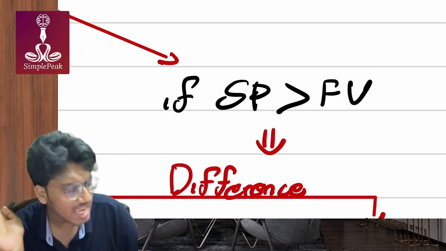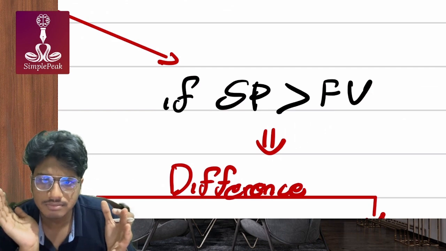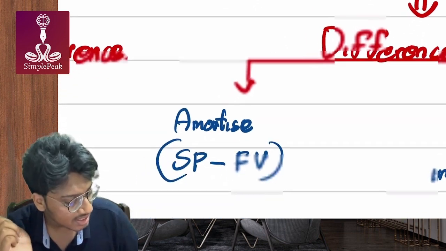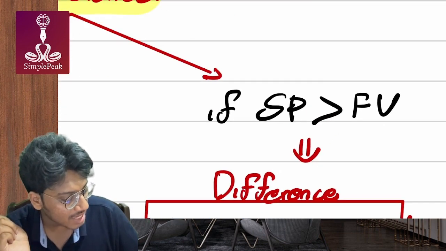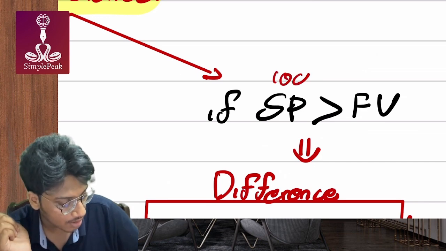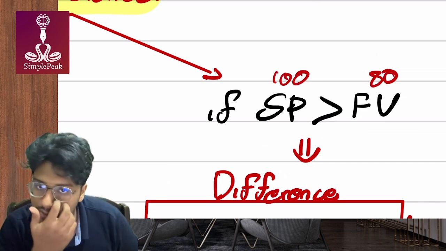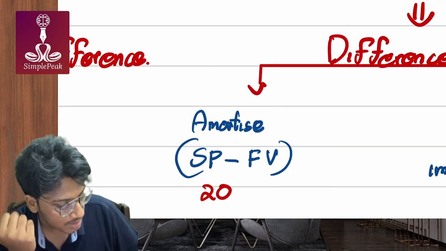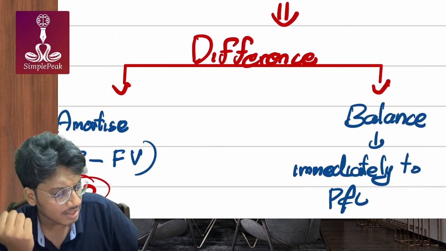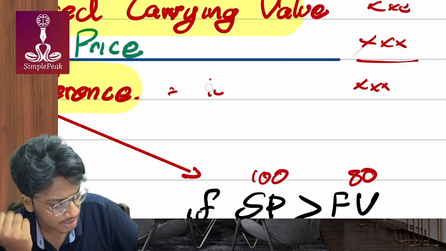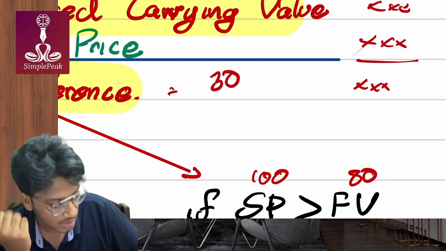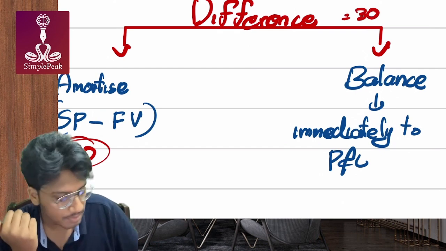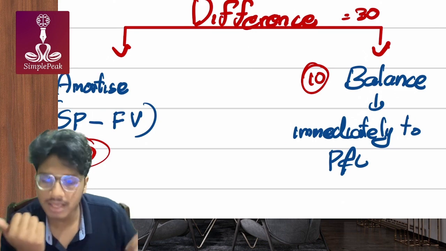But if the sale price is more than fair value, then the trick comes. The difference is the difference between sale price and fair value. Let's take sale price as 100 and fair value as 80. You get a difference of 20 rupees. So sale price minus fair value, 20 rupees, will be amortized. And let's say the difference amount you got over here is 30. So the balance 10 will be immediately charged to P&L.